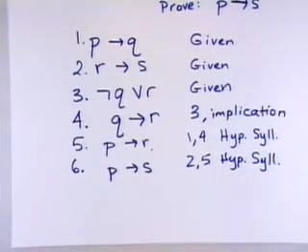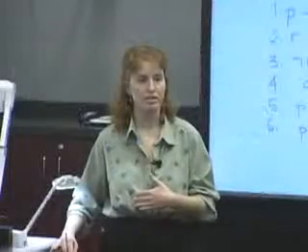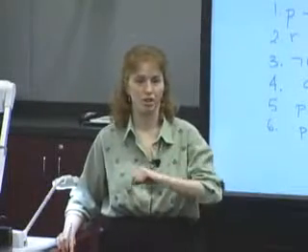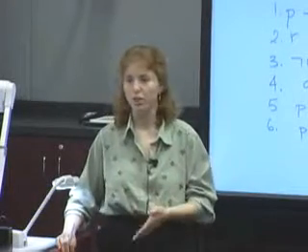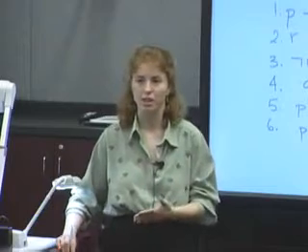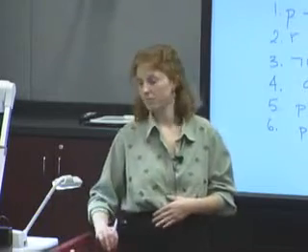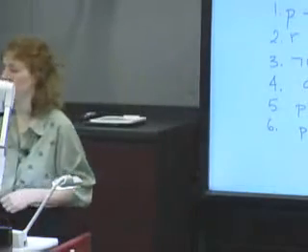So as you can see, it doesn't make our proof a whole lot more complex. It just means that we have to look a little harder for where our variables are. But we still use the same kinds of rules, and we still combine only 2 lines at a time. Are there questions about this?